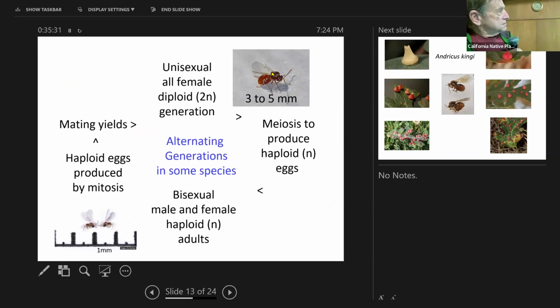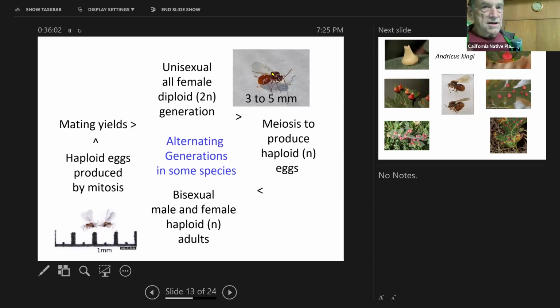So, the unisexual generation: females, fairly good size, robust, big fat abdomens, lots of eggs. Meiosis produces haploid eggs, which produce the bisexual male and female generations. A lot smaller, with relatively smaller abdomens also. And this is the norm for most of the life cycles that have been verified.